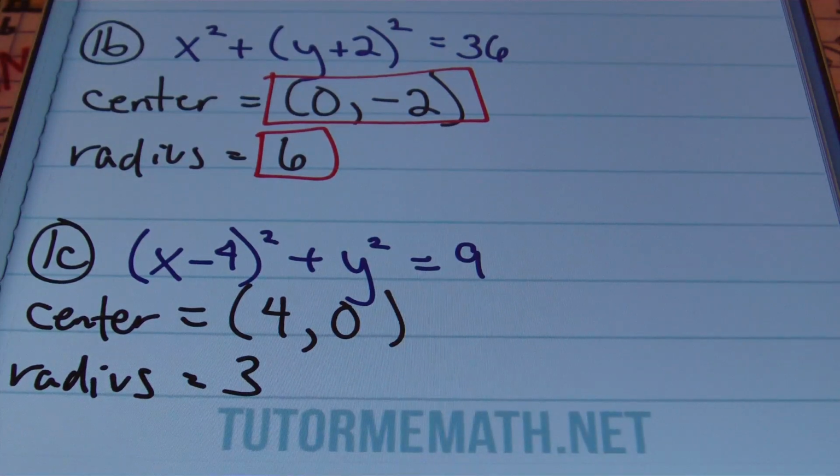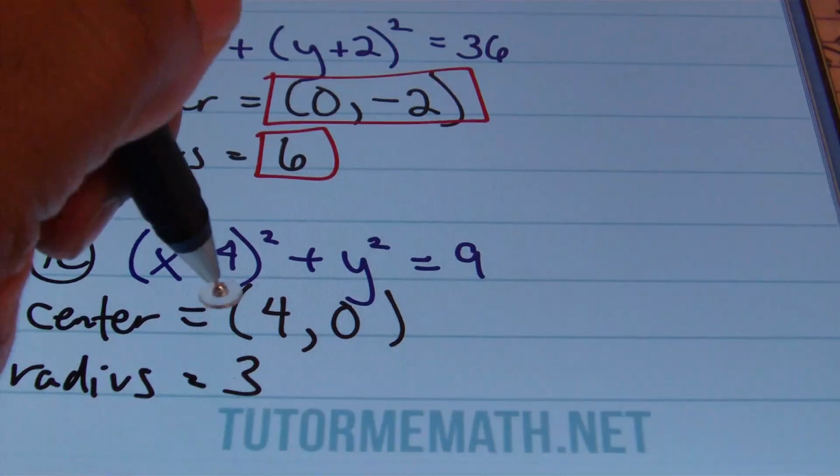Good, because it's 3. So when asked for the center and the radius of this equation, the center is going to be at (4, 0) with a radius of 3. That's it. That's what they wanted to know. Red boxing it.